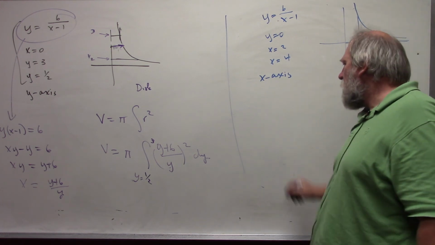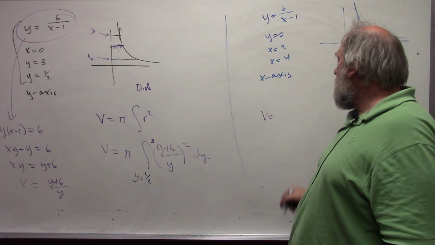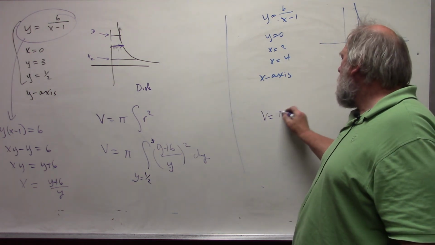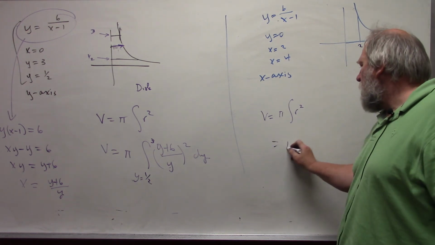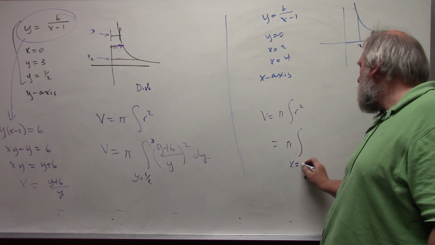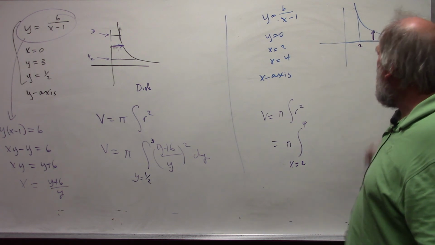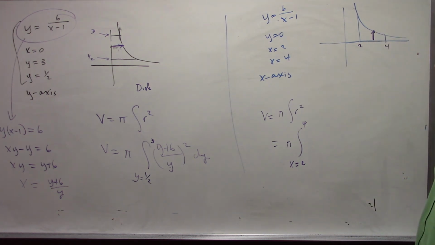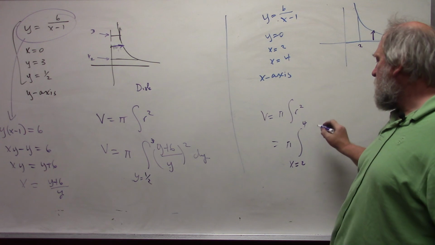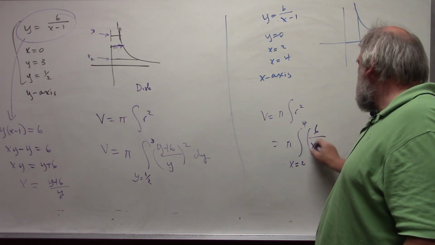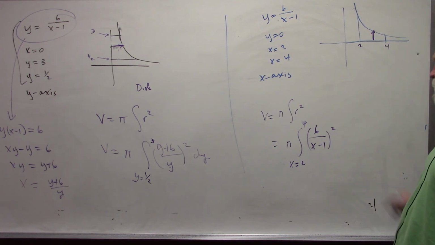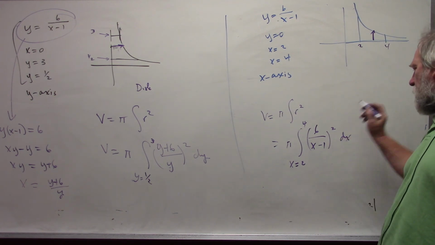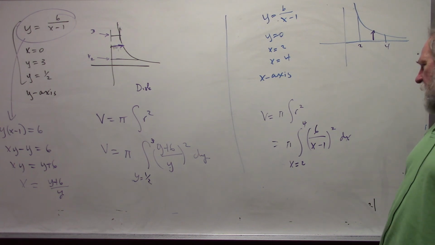And so my volume is then going to be, again, disks, pi integral r squared. In this case, x goes from 2 to 4. My radius is the distance to the curve, which in this case is just 6 over x minus 1, quantity squared. It's already solved for y in terms of x. And again, we can deal with that. But that is the setup for it.